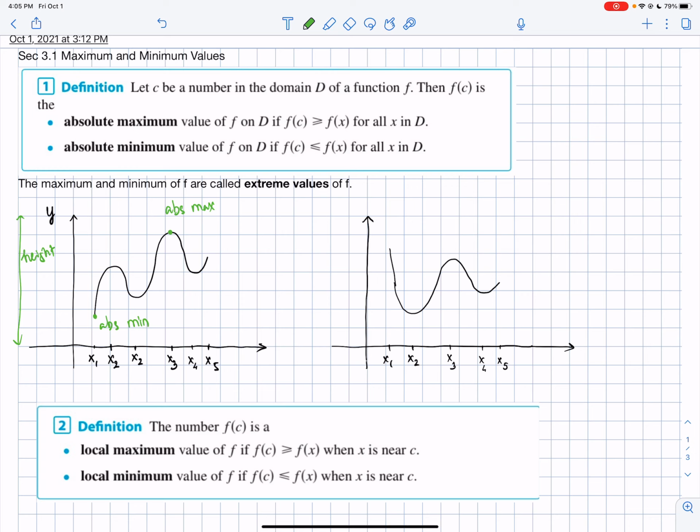In the second graph, we have this point is the absolute max, and this point is the absolute min. So understand that if you are at the absolute max point, you are the highest. And if you are at the absolute min point, you are the lowest compared with the other points in the graph.